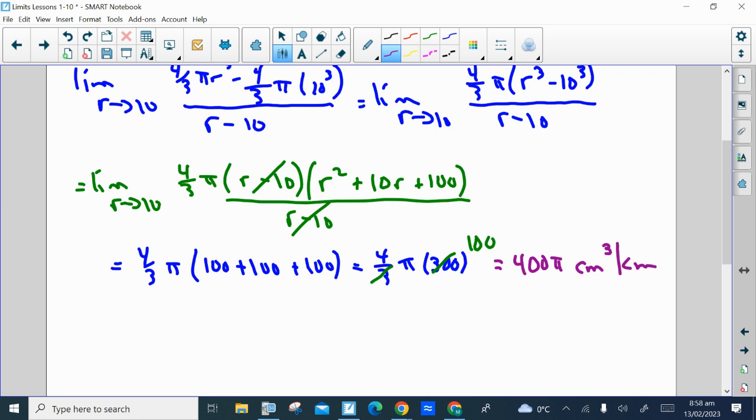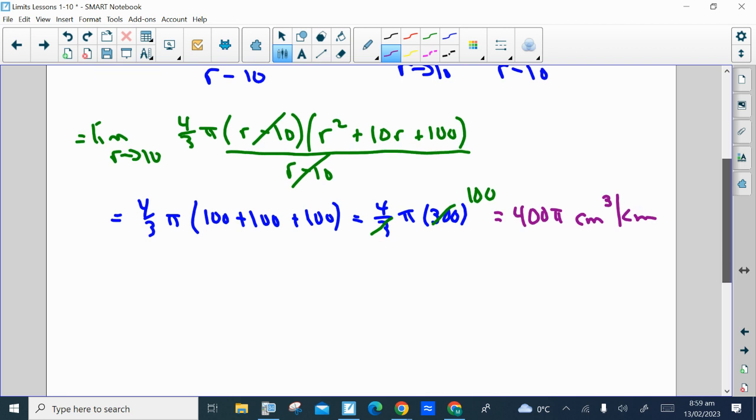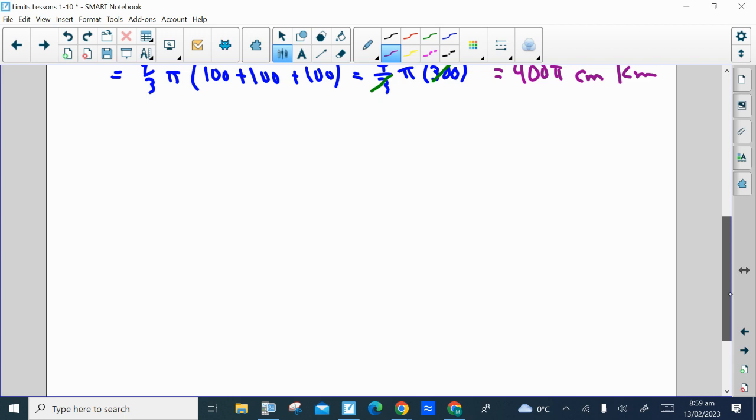So as the balloon is being inflated, at the moment when the radius is 10 centimeters, the volume is increasing instantaneously at a rate of 400 pi centimeters cubed per centimeter. If you went a little bit past 10 centimeter radius, that would change. The instantaneous rate of change would be different. And if you went something a little bit less than 10, same thing would happen. The instantaneous rate of change would be different. So again, this is one of the applications of those limit formulas. The slope of the tangent tells us the instantaneous rate of change.